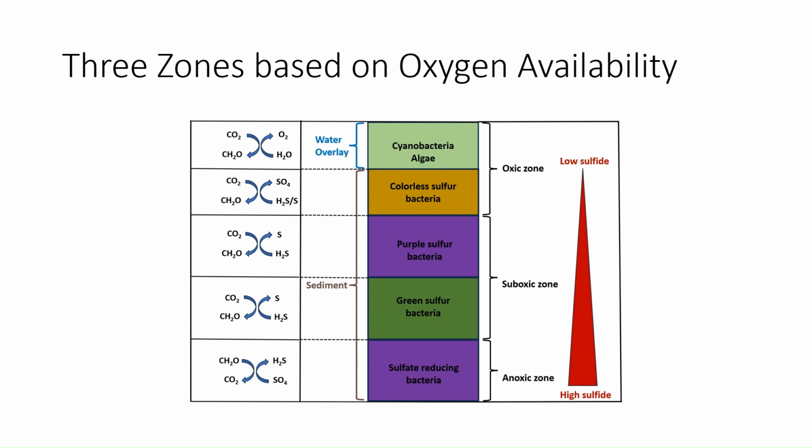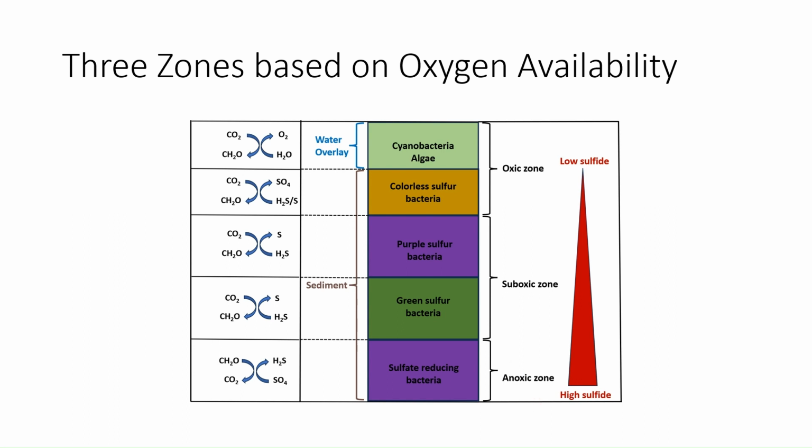We previously discussed that there are three zones based on oxygen availability. At the top, we have the oxic zone. So this is where there's a free and abundant level of oxygen. In the middle, we have the suboxic zone. So this is where oxygen is beginning to be depleted and it's not as free and abundant as in the oxic zone. And then anoxic, an means without. So this is where there's basically, for all intents and purposes, no oxygen available.